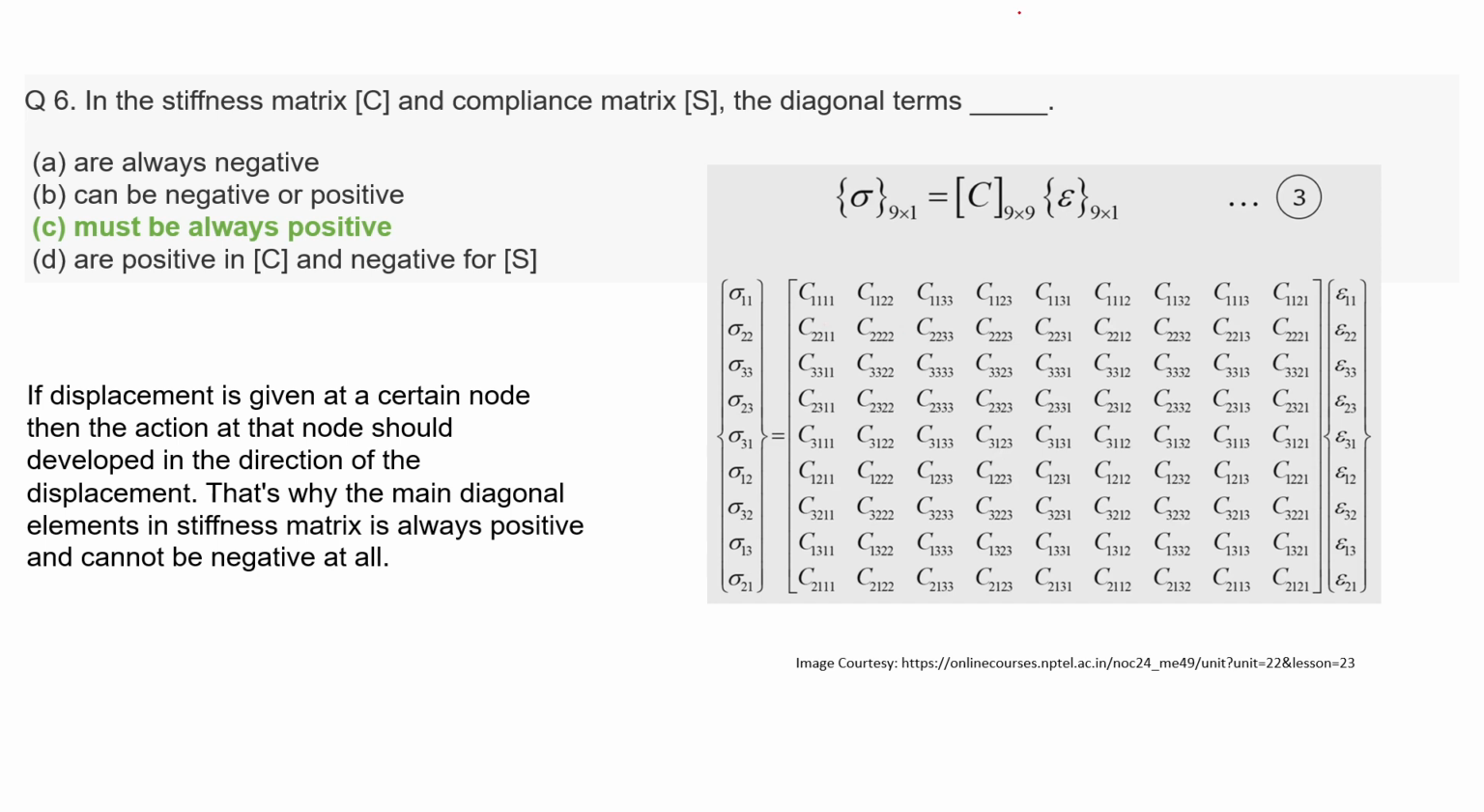So the next question is, in the stiffness matrix and compliance matrix, the diagonal terms are, options are A, always negative, option B can be negative or positive, option C must be always positive, or option D, all positive for C and negative for S. Now the stiffness matrix C, and we have to talk about the diagonal terms. So these are the diagonal terms.